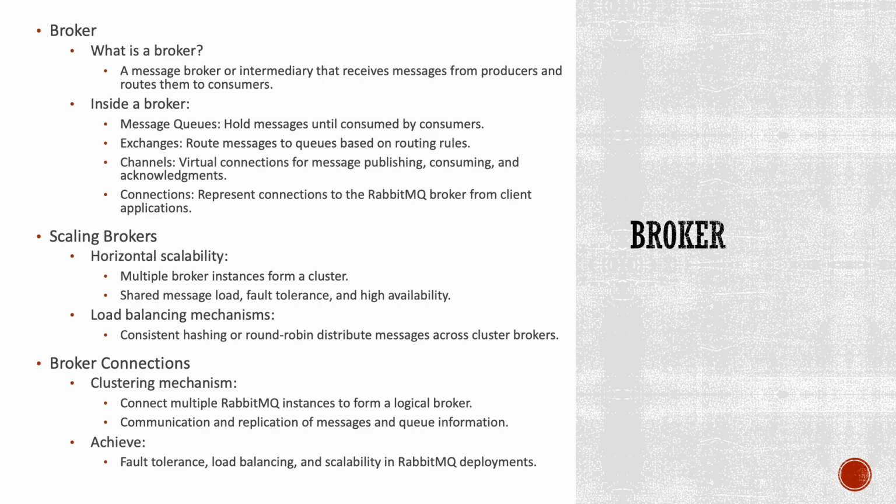How brokers can connect to each other. Brokers can connect to each other using a mechanism called clustering. Clustering allows multiple RabbitMQ instances to form a single logical broker. Brokers communicate and replicate message and queue information across the cluster, ensuring that messages are properly routed and queues are synchronized. By connecting brokers in a cluster, you can achieve fault tolerance, load balancing, and scalability in RabbitMQ deployments.